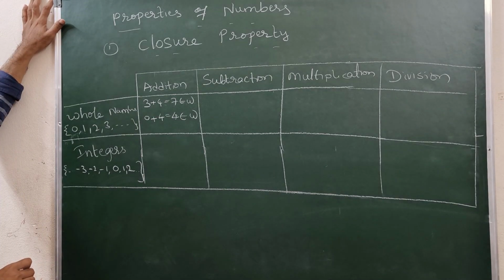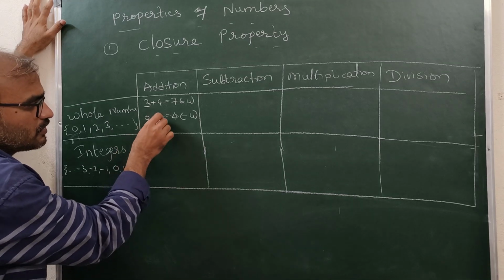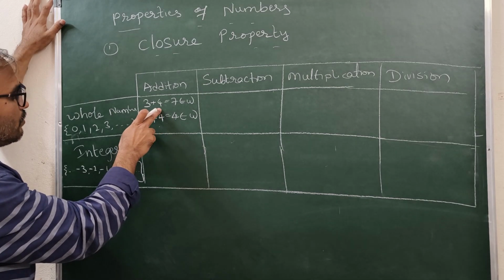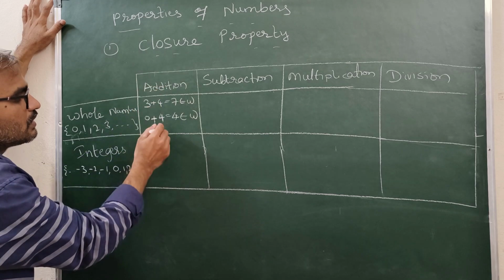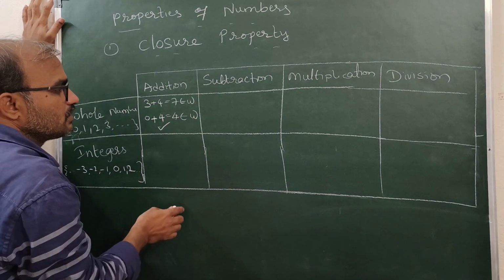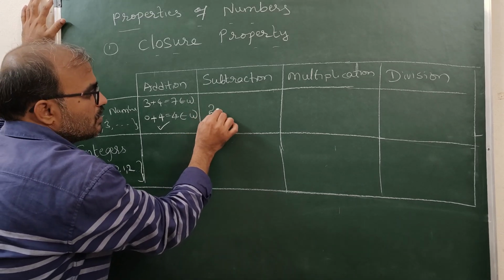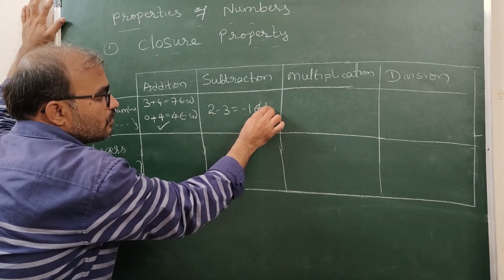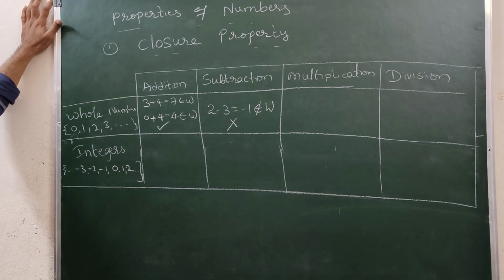That is what students even get confused about here. 0 plus 4, 0 means nothing, nothing plus 4 is 4. So on adding any two whole numbers, again we get a whole number. So whole numbers are closed under addition. What about subtraction? Like natural numbers, if you do a small number minus a big number, 2 minus 3 is equal to minus 1, which does not belong to whole numbers. So whole numbers are not closed under subtraction.